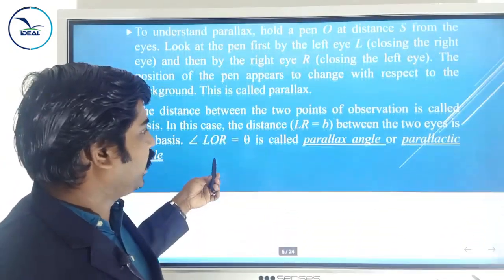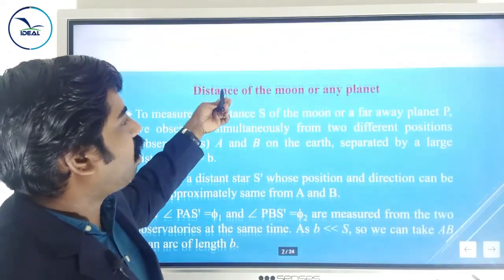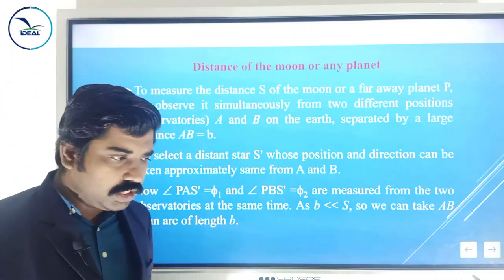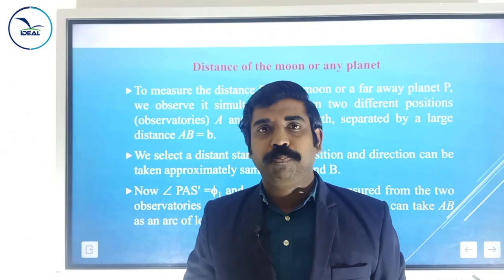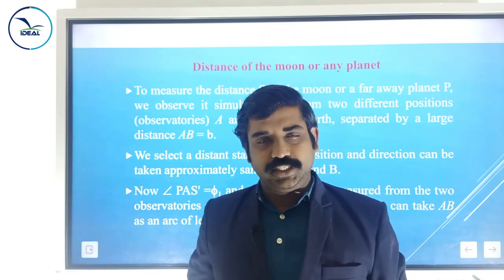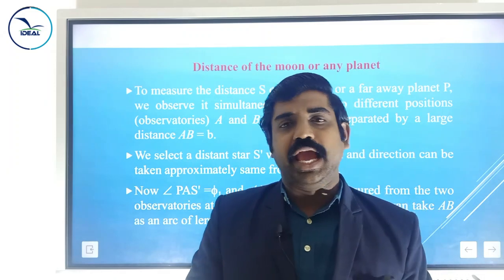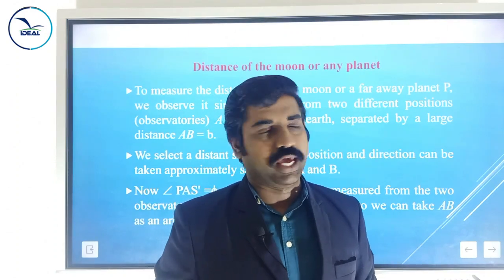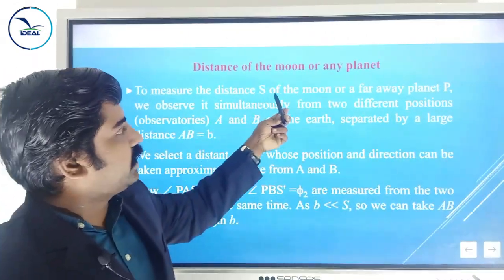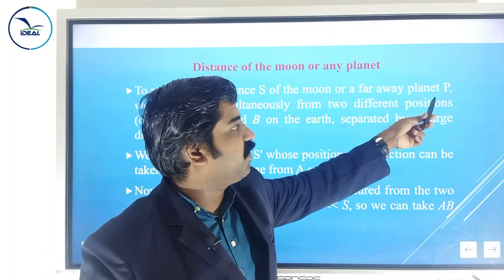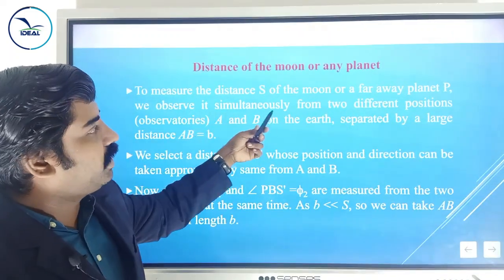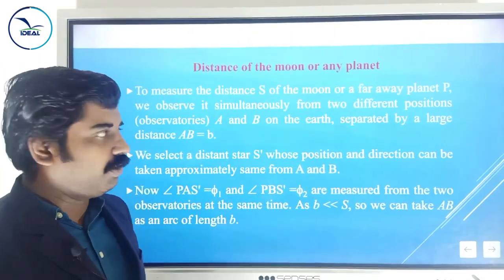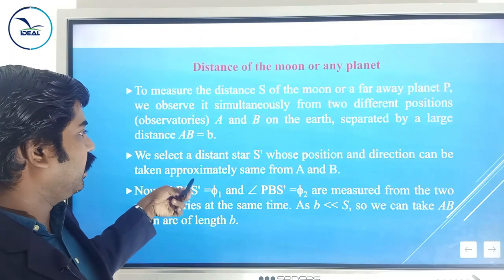By using this we can find the distance of the moon or any planet. For that we consider two points on earth, A and B, from which we are observing a planet. Here we consider the distance S of the moon or a faraway planet P. We observe it simultaneously from two different positions, A and B, on the earth. That distance is B.